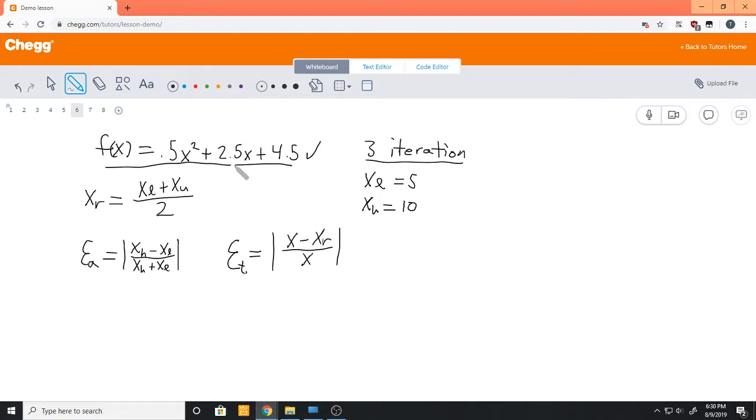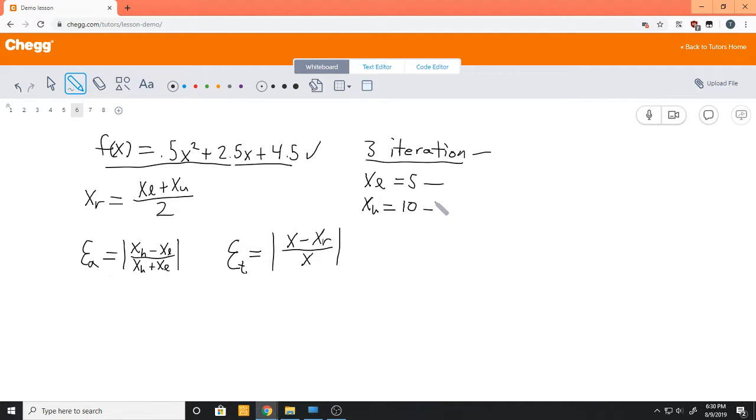You could solve this equation using the quadratic formula, so that would be a good way to check your answer, or you could use the quadratic formula to calculate your true error. In our problem, we are told to do 3 iterations with our lower bound starting at 5 and our upper bound starting at 10.